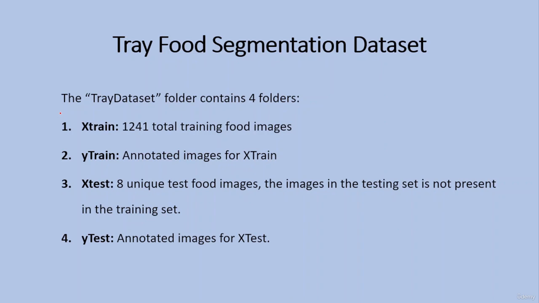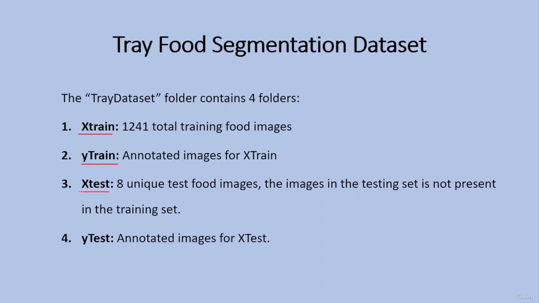The first folder is the X-Train folder that basically contains the training images. There are a total of 1241 training images. And the second folder is the Y-Train folder, which has the annotated images for the X-Train images.